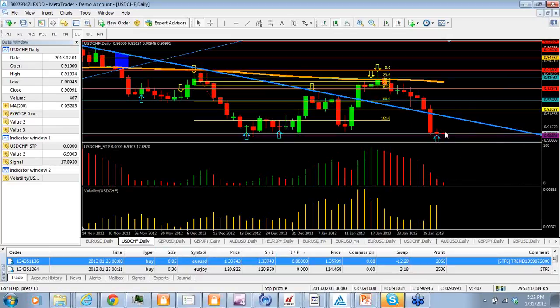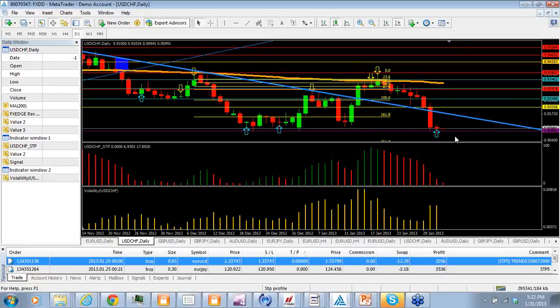We may just see price play around here until it makes a decision in what direction it wants to go in. But I am certainly looking at this trend line. I think that's going to be an area to watch. And of course, this 90.88, this area of support, is also going to be strong for us to watch.